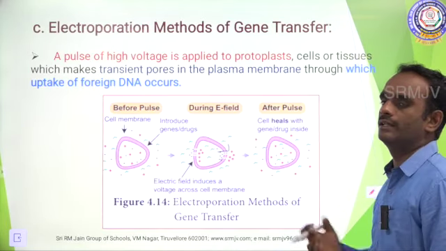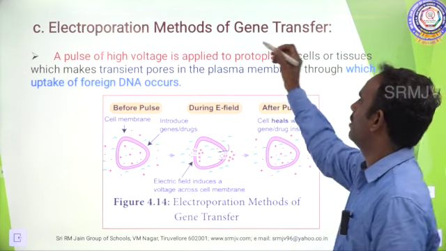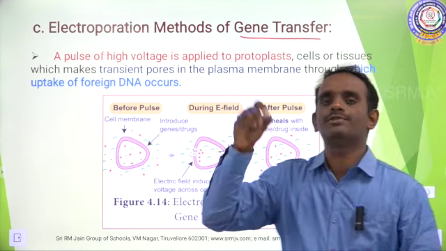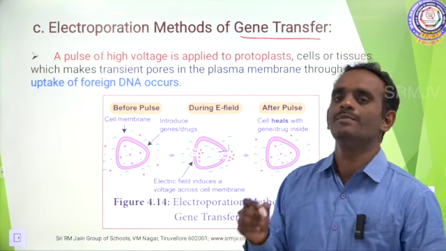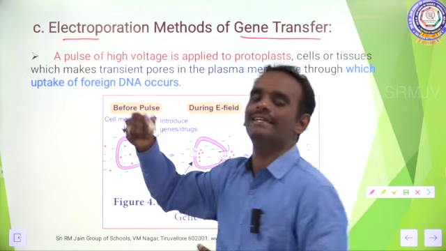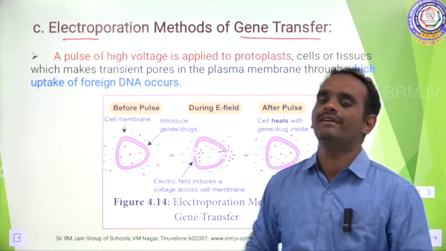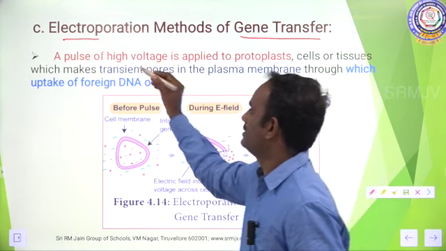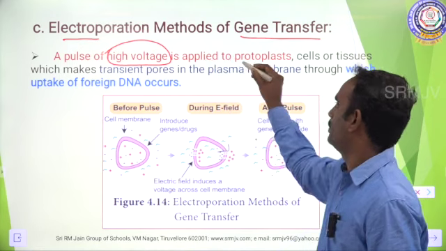The third direct method is electroporation methods of gene transfer. Electroporation. Electroporation means what? Electro means what? With the help of electric charges, current, cathode, anode, cation, anion, like that, right? So a pulse of high voltage, very high voltage, is supplied to the protoplast.